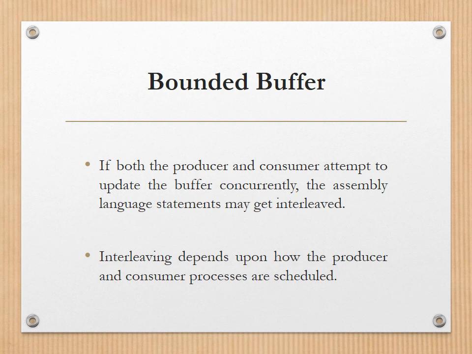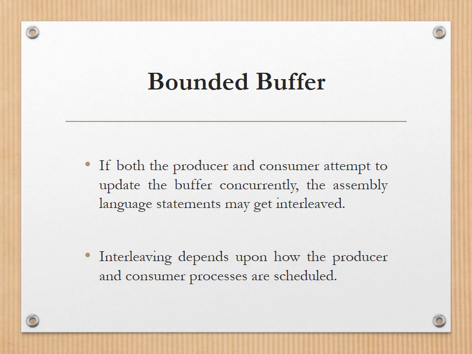The bounded buffer problem involves a shared buffer, where a producer adds items and a consumer removes them. If both processes try to update the buffer simultaneously, their instructions may get interleaved, leading to race conditions. Interleaving and scheduling. Since assembly instructions execute in multiple steps, concurrent execution may cause lost updates. One process overwrites another's change, leaving an inconsistent buffer state due to improper sequencing. The extent of interleaving depends on process scheduling by the CPU.